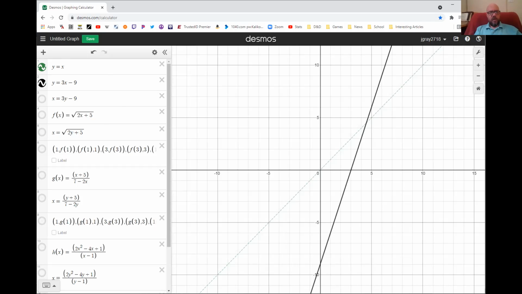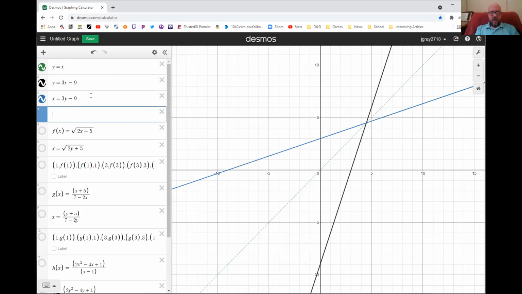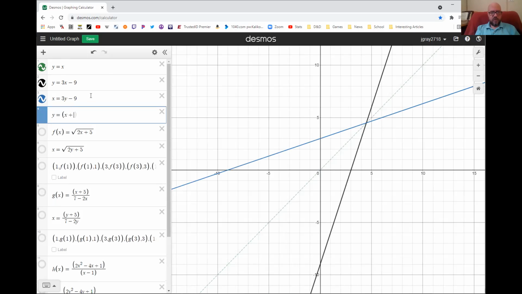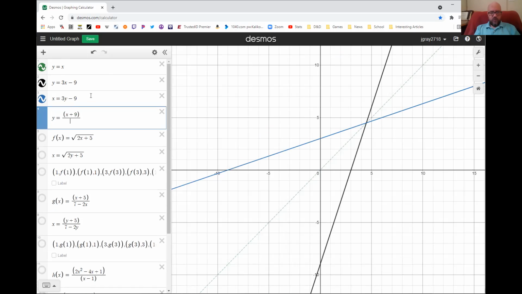And so here is me just writing x equals 3y minus 9. Literally the same thing. I just switched the x's and y's, just replaced all the x's with y's and vice versa. There it is. If I then write this as y equals, what was it, (x plus 9) over 3, you can see that that's the same line, right? That's clearly the same line.